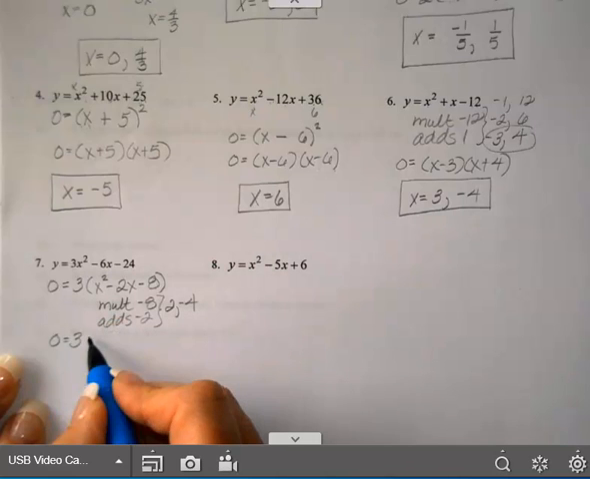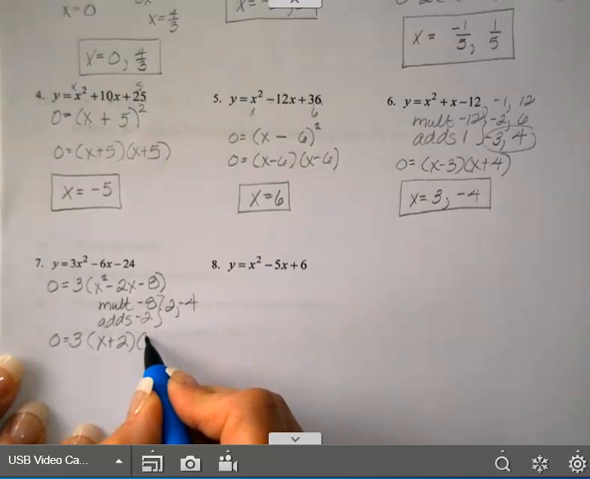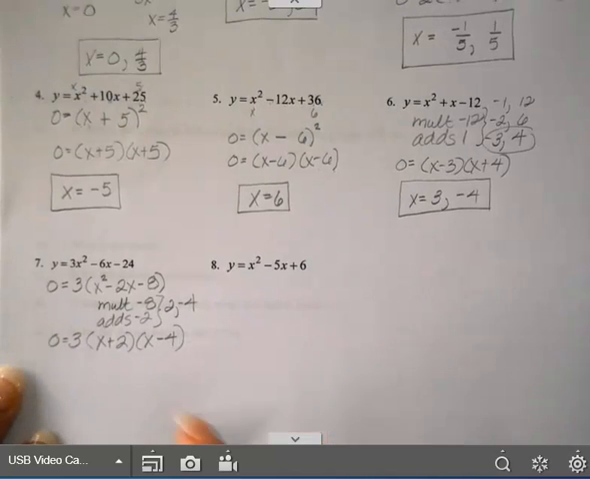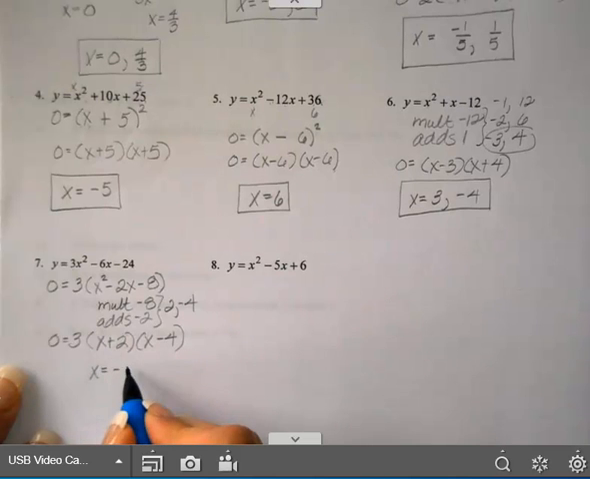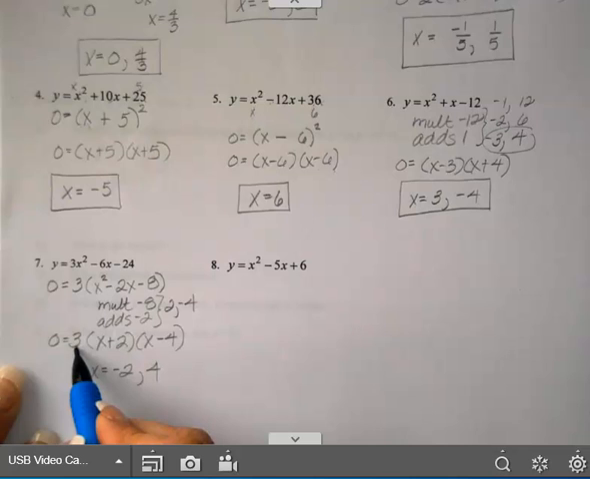The 3 is still in the problem, and you'll have x plus 2, x minus 4. What makes the first factor 0 is x equals negative 2, and the second factor is 0 if x is 4. The 3 doesn't have a variable by it, so that's not going to have a solution that you have to look for.